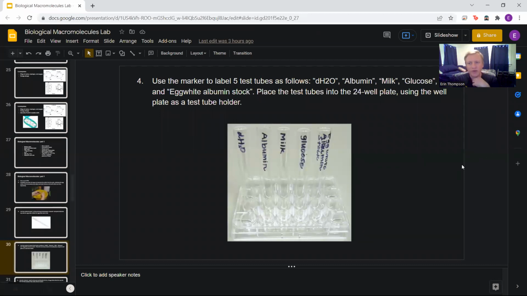If you have a broken test tube, I might suggest using another one of the cups instead of the egg white albumin stock test tube here. Yeah, I think that's what I would say, because we're not going to use it for any reactions. Ideally the best way is to have all the test tubes, but if one of them broke, which totally happens, maybe just do the albumin stock in another one of your clean plastic cups.